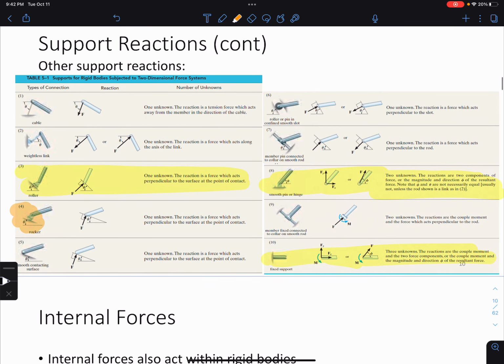Try to see which other ones we'll be using a few times. These ones are pretty straightforward. The cables, it's like a cable has a tension force coming out. But really, for the most part, it's going to be 3, 8, and 10.